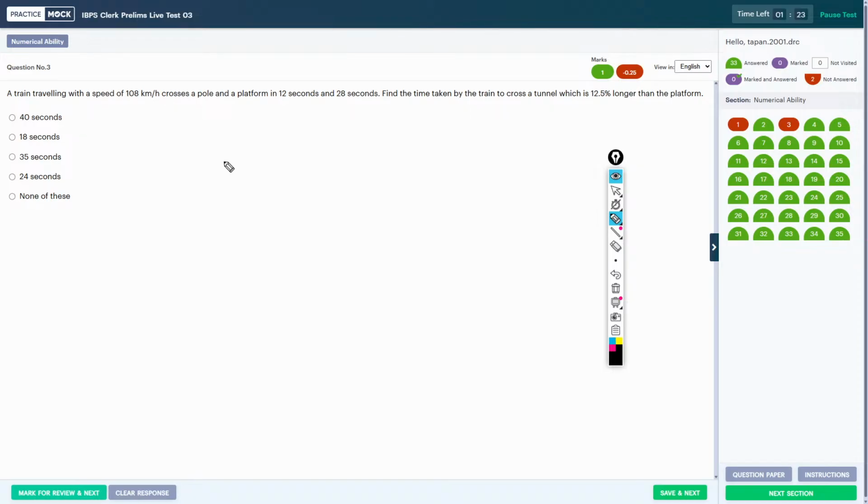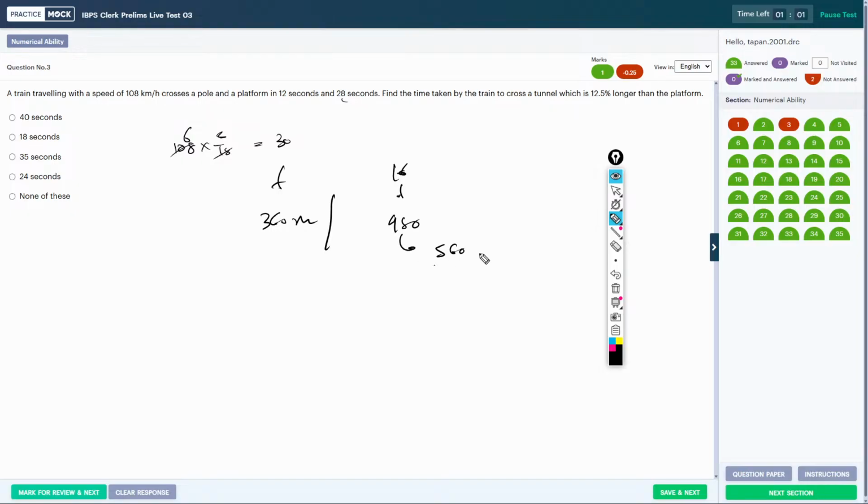In 12 seconds, so 108 into 5 by 18, so this is 6, so 30, so length is 360 meters. Now in 16 seconds it can go 3480, which is 1/8, so time taken will be 1/8 more, so 2 seconds more means 18 seconds, and 12 seconds, so total 30 seconds, not an option.